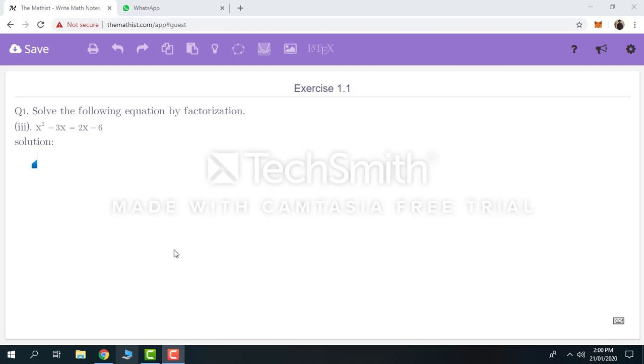Bismillahirrahmanirrahim. In this video, I'm going to explain question number 3 of exercise 1.1. So आपके सामने question है जो कि x square minus 3x is equal to 2x minus 6.